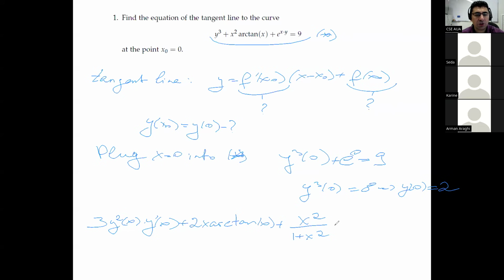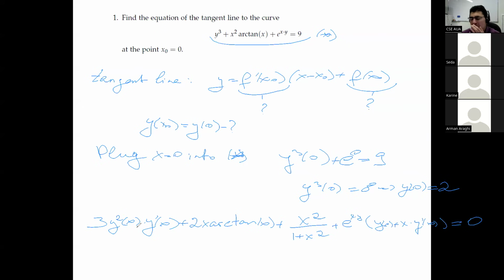Okay, and the last term, the derivative of exponential e to the power xy. The derivative of the exponential function is itself. And the chain rule says we have to multiply with the derivative of the power, which is a product. So the derivative of x is just y, plus x times y prime of x. Equals to what? 0. The derivative of 9 is 0.